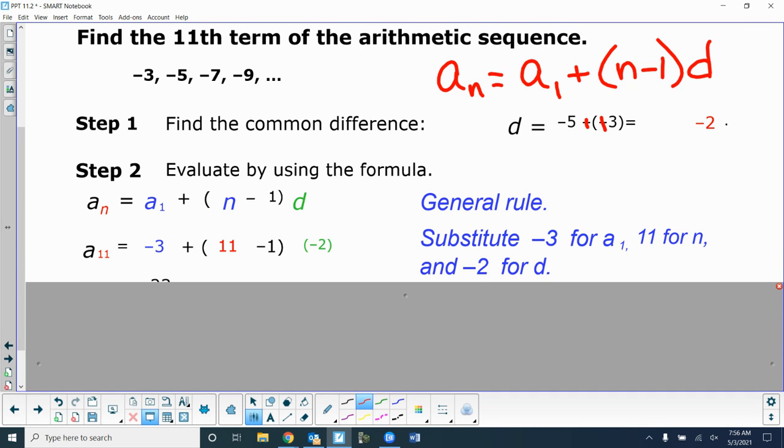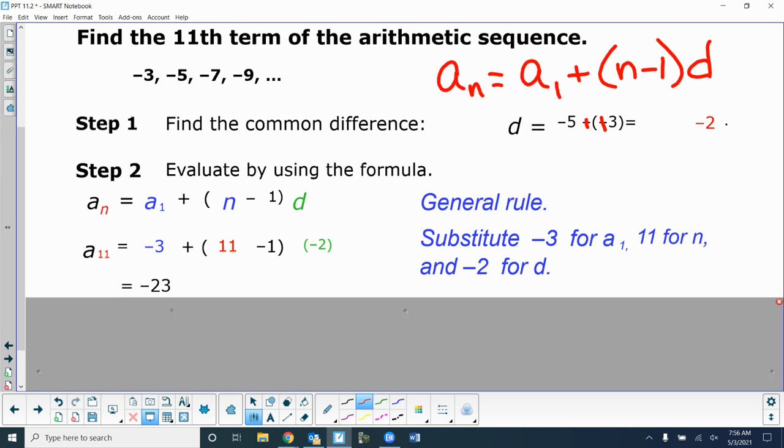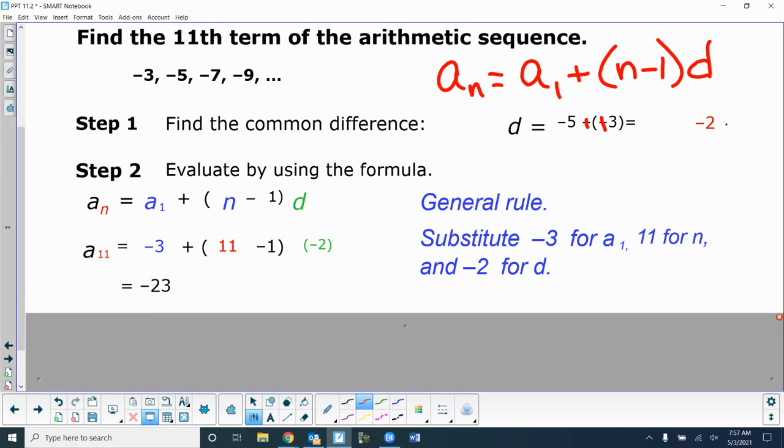All right, -3 was the first term. 11th term we're looking for. D is -2, so that's 10 times -2 is -20. They didn't show the work, but it's -3 minus 20. That's -23. Making sense? Pretty easy, right? You got a formula now.